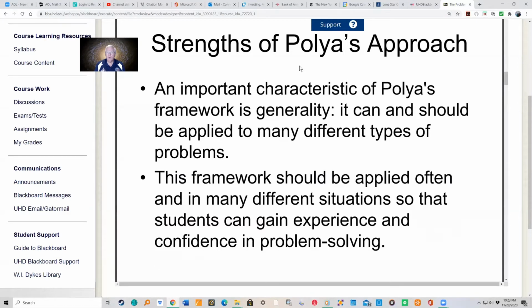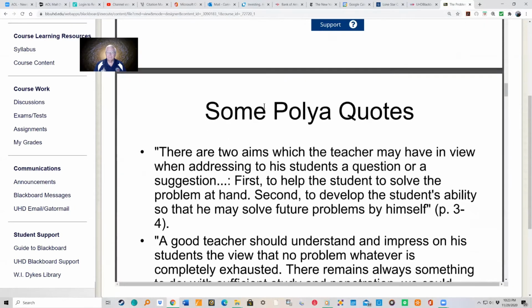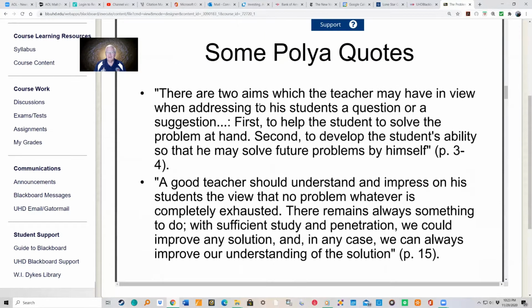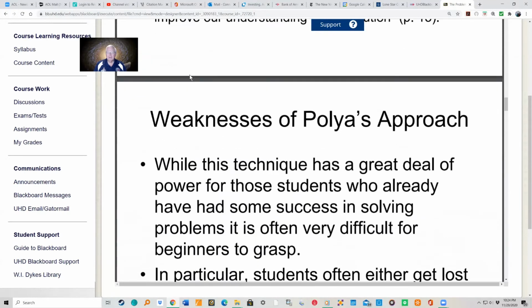Now, what Polya has suggested, and what I'll certainly support, is that this framework should be applied often and in many different situations so that your students can gain experience and develop their confidence in problem solving. And Polya's given some nice quotes. I'm not going to read through these. You can come back to this chart. You'll notice that this shows up in your Blackboard shell. You can read this, but you'll probably see these in your workshops on problem solving in the future.